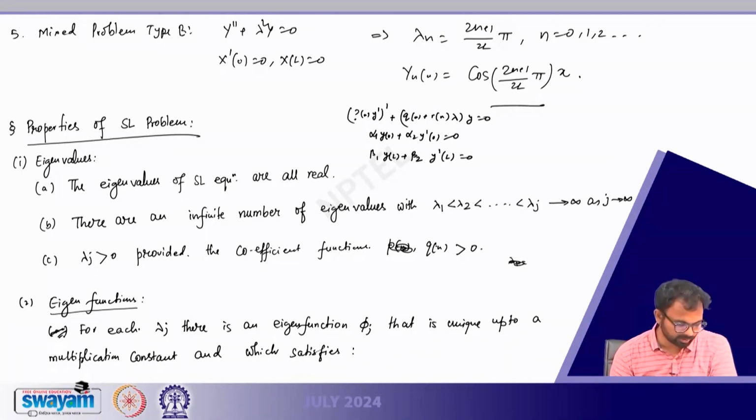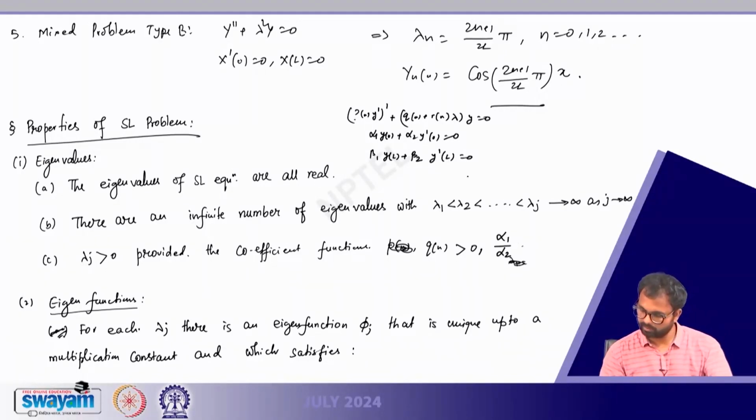So, of course, q(x) needs to be positive, and another condition is on alpha 1 by alpha 2, if I am naming them alpha 1, alpha 2 and beta 1, beta 2. So, here the lambda j's will be all positive if the coefficient function q(x) is positive, and I am calling q(x) the coefficient function. So, q(x) is positive, and then I have alpha 1 by alpha 2 less than 0 and beta 1 by beta 2 greater than 0. So, I think there is no role of p(x), right.